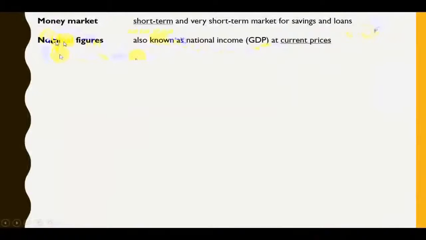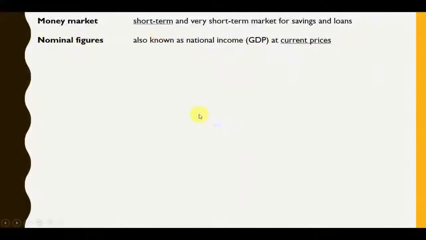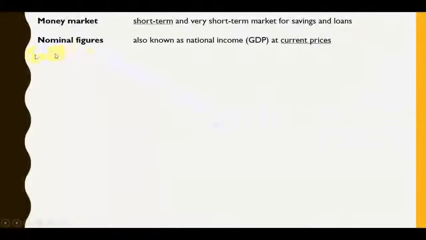Real figures do not include the impact of inflation or price increases. Nominal figures do. Nominal figures are also called the money value of GDP. And so generally we would say that nominal figures tend to overestimate the value of GDP because they don't only include the value of production, they also include price increases that may have happened over time.